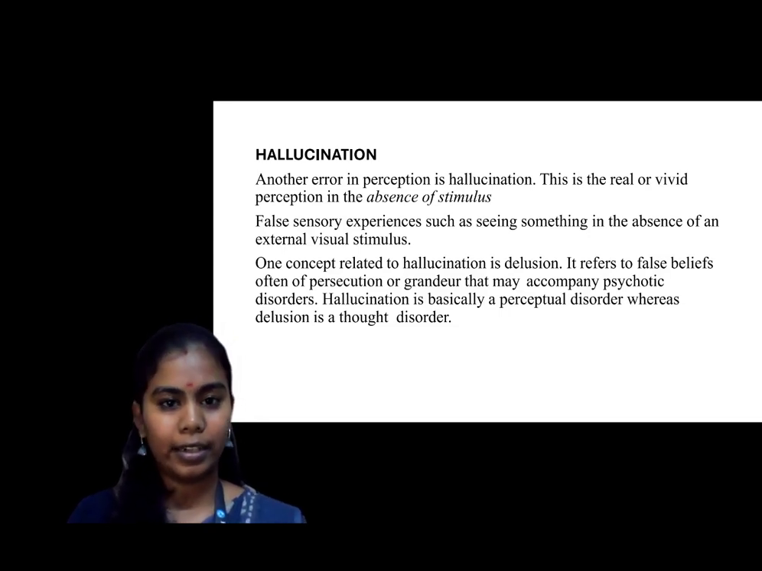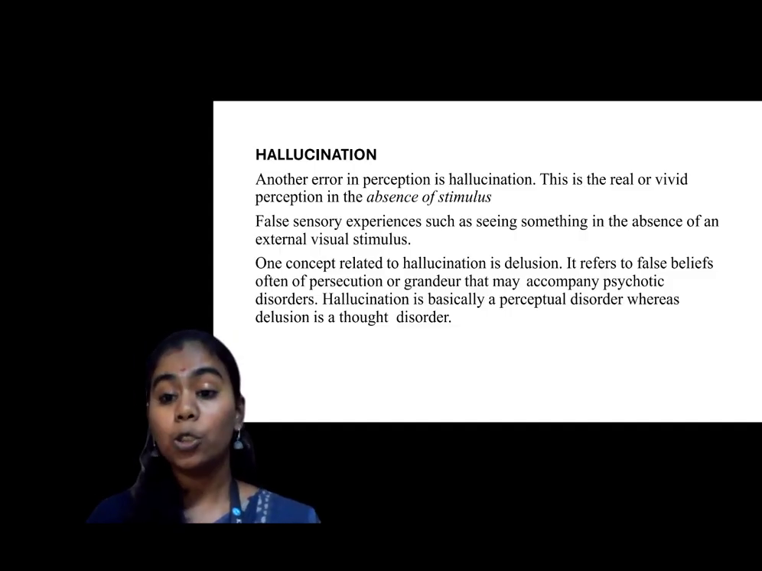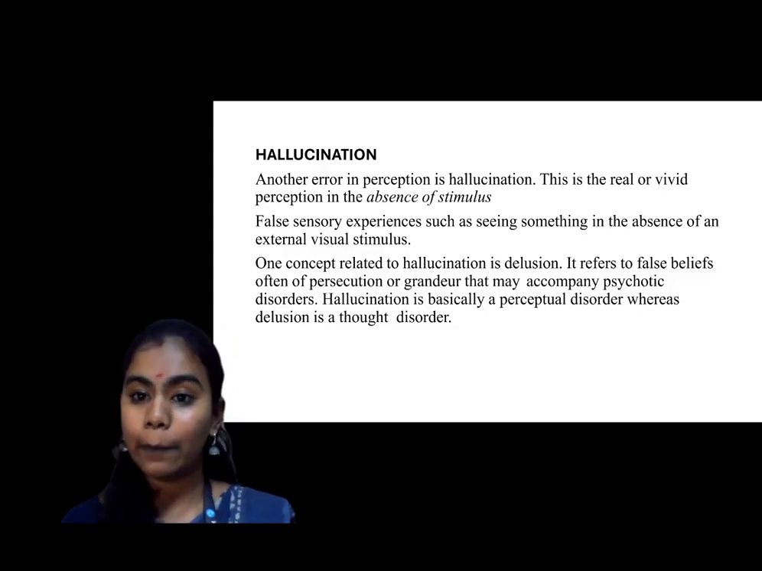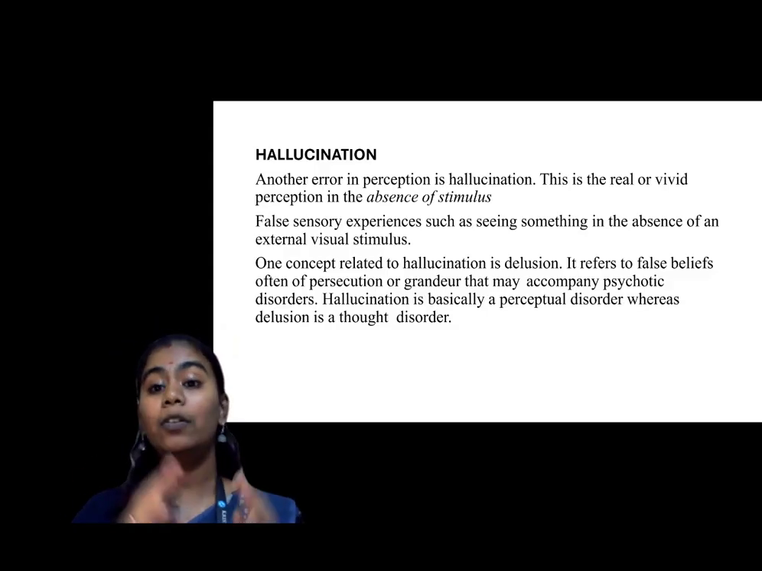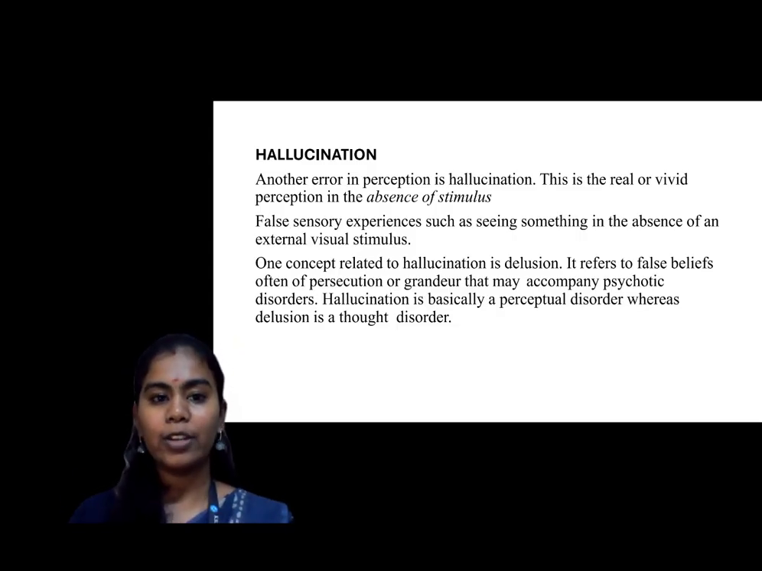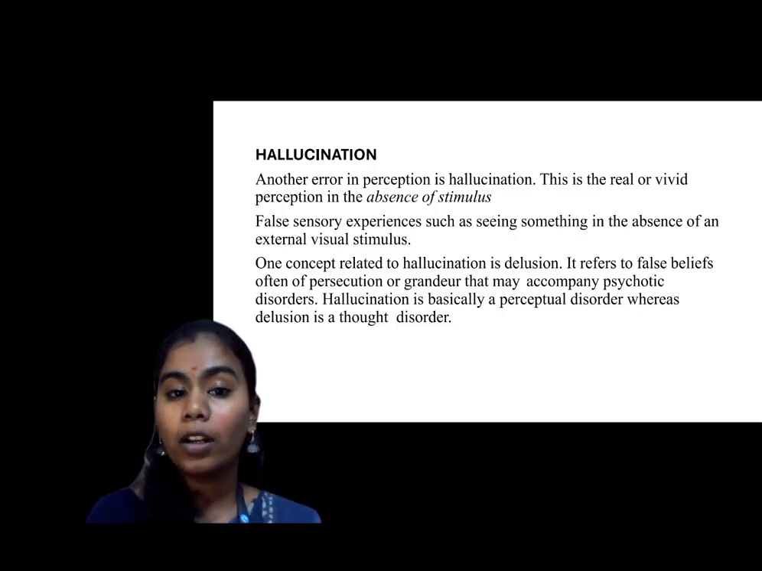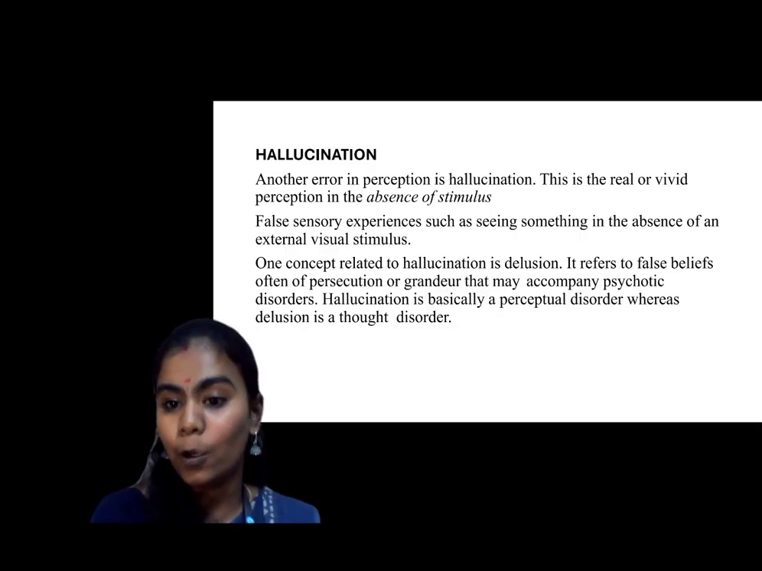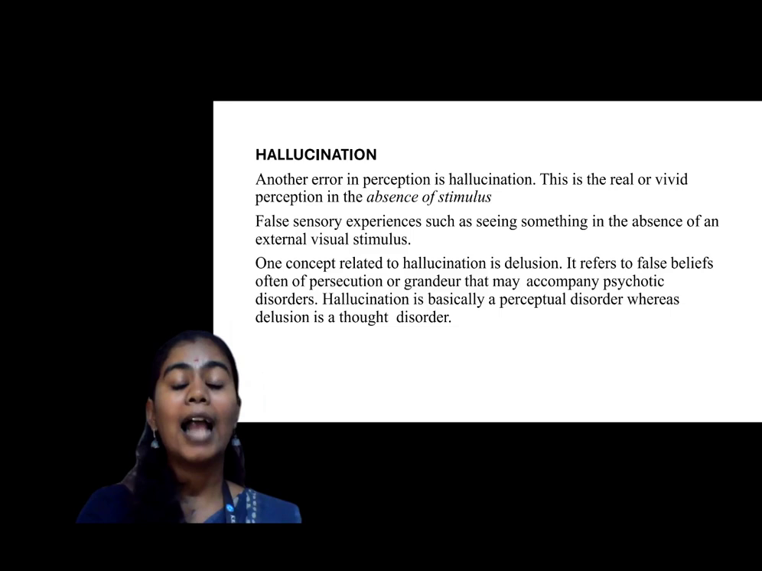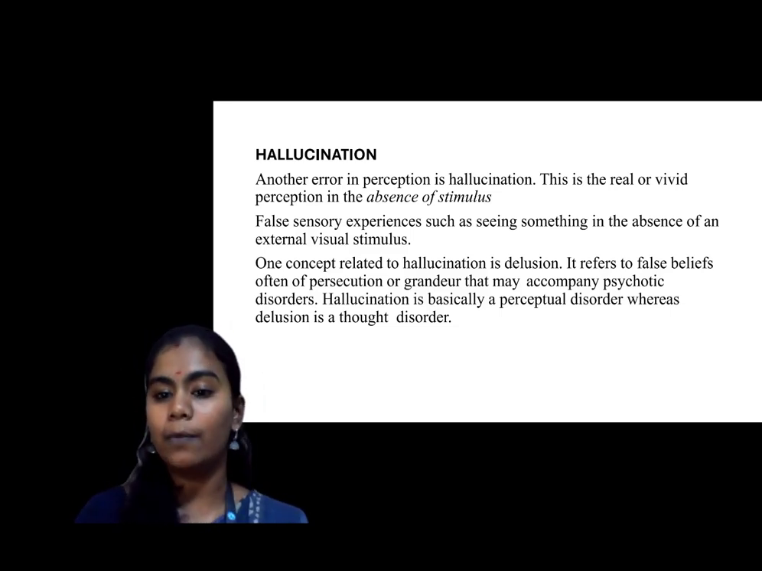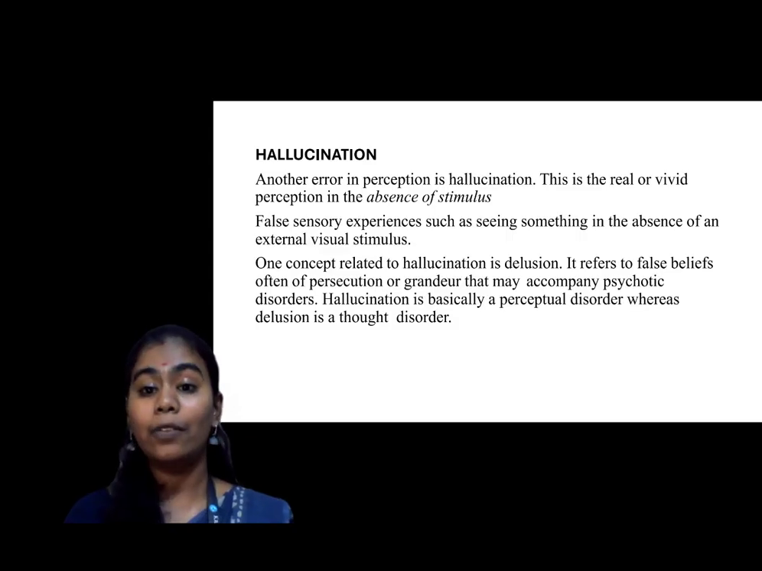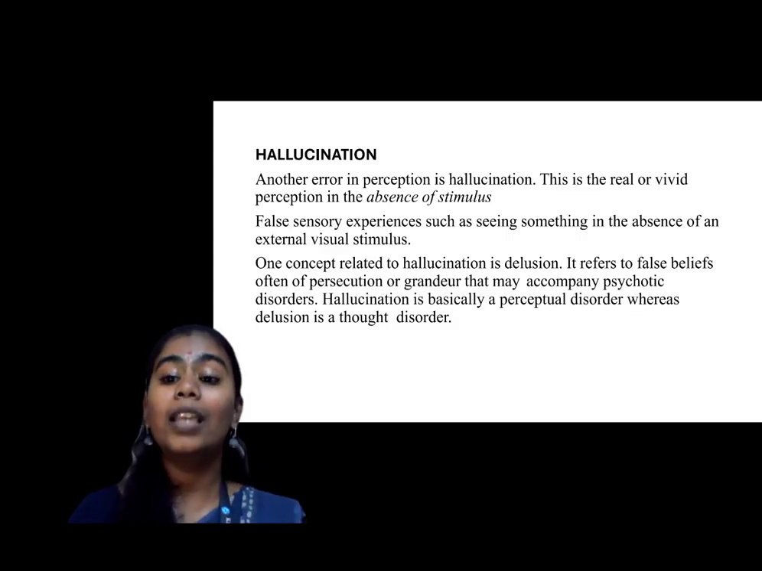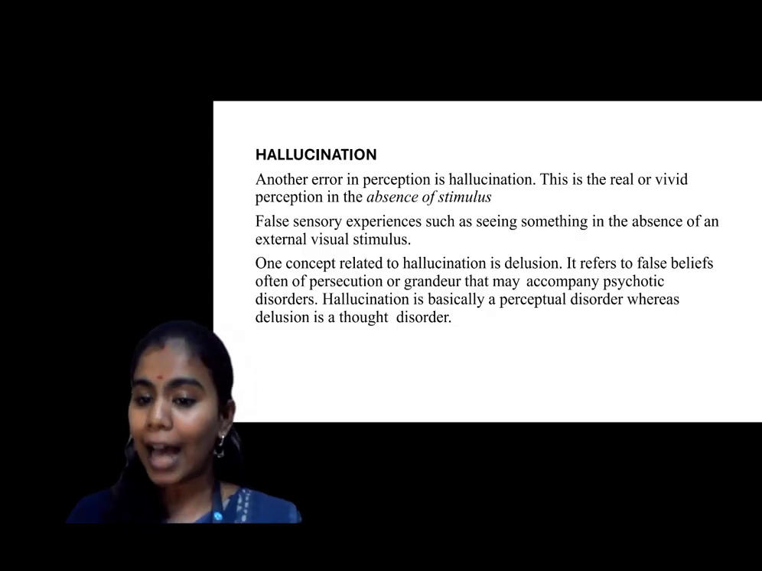And the second error in perception is hallucinations. It is another error, which is nothing but real or vivid perceptions in the absence of stimuli. We don't misinterpret one stimulus into another form. We have a vivid, real, clear image of something, but there is no presence of a stimulus at all. So we have something in our mind without the presence of a stimulus. That is called hallucination. When a stimulus is there and we misinterpret it, it becomes an illusion. When the stimulus is not there, but we interpret something without the presence of a stimulus, it comes under hallucination.